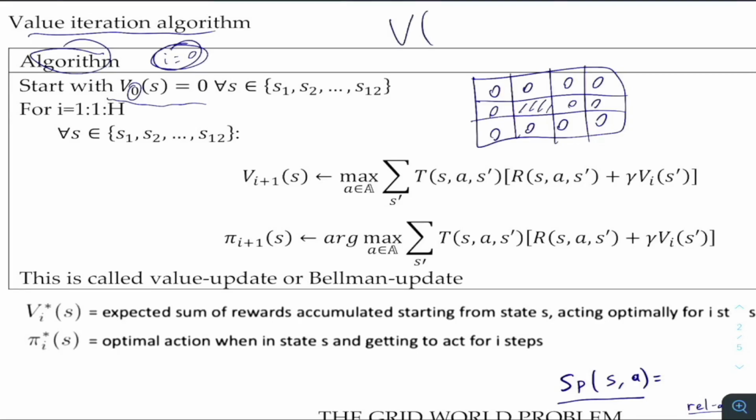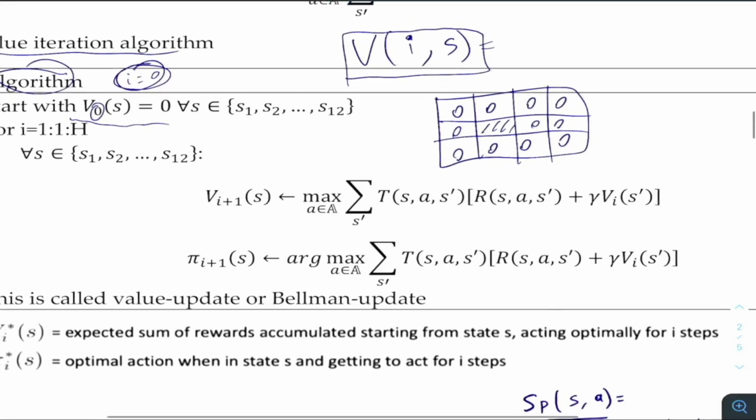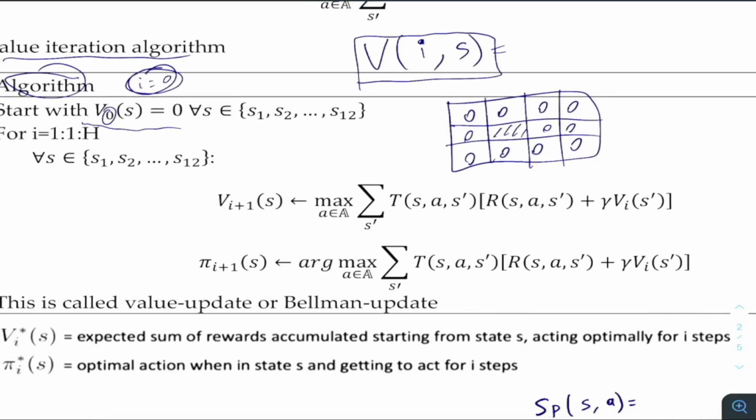Here you have value, and you also have the index and the state, right? This is the value function for this algorithm. And value 0, or maybe you can write it here. State 1 is 0. State 2 is 0, and so on.